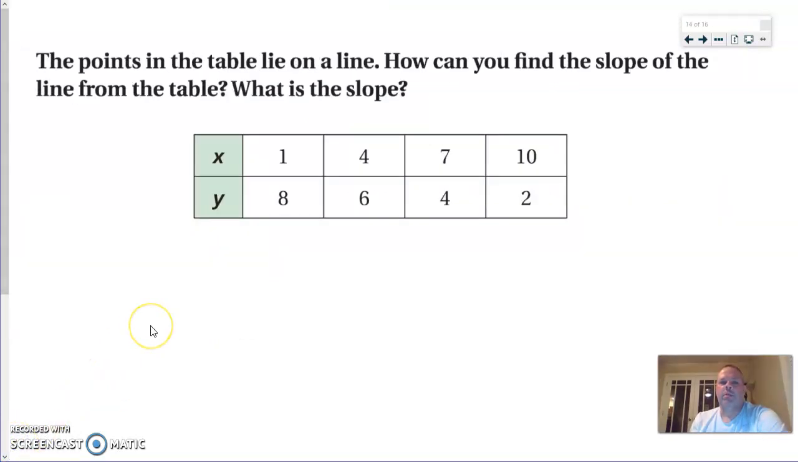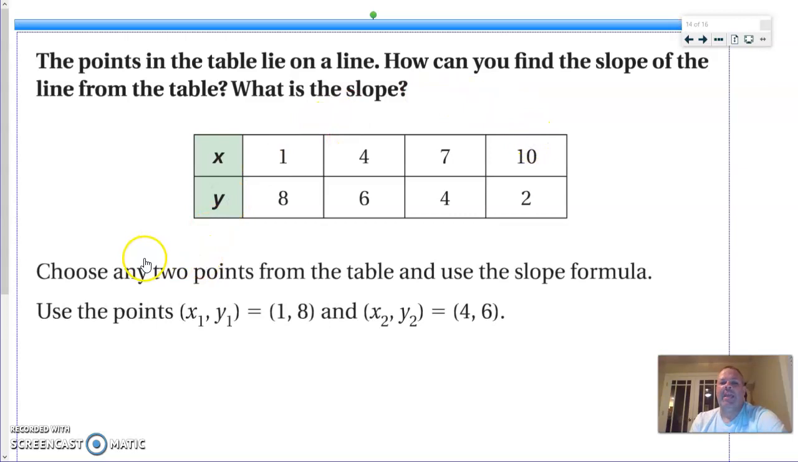These points in the table lie on a line. How can we find the slope of the line from the table? What is the slope? The nice thing, if they give us points like this, we can use any numbers we want. We could use these, we could use these, we could use these. You just have to pick 2. Again, pick any 2 points.